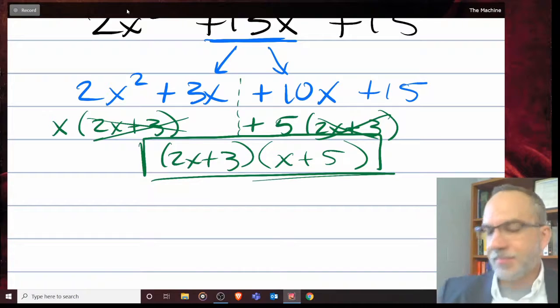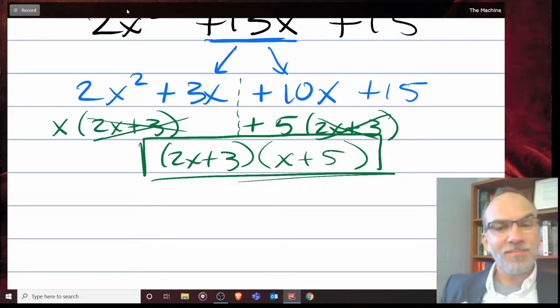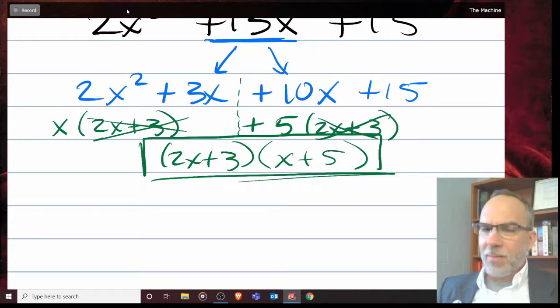How long did that take? Less than a minute. Certainly a better method than guess and check.